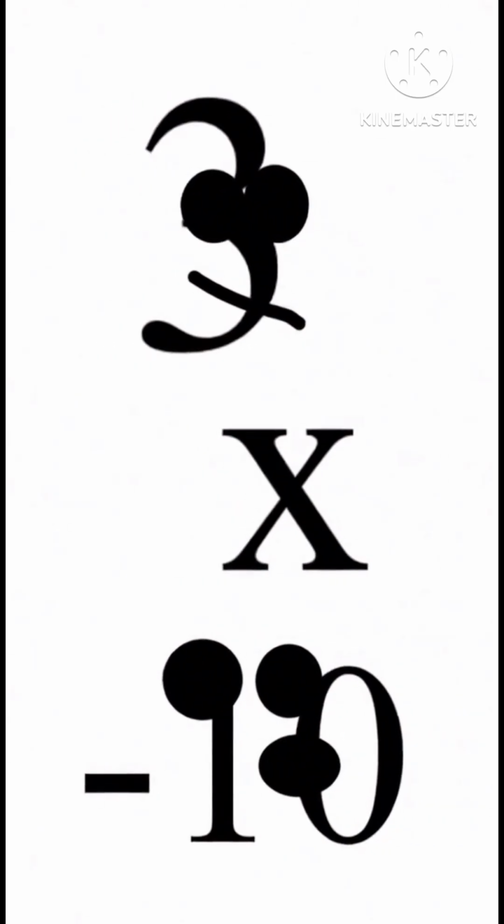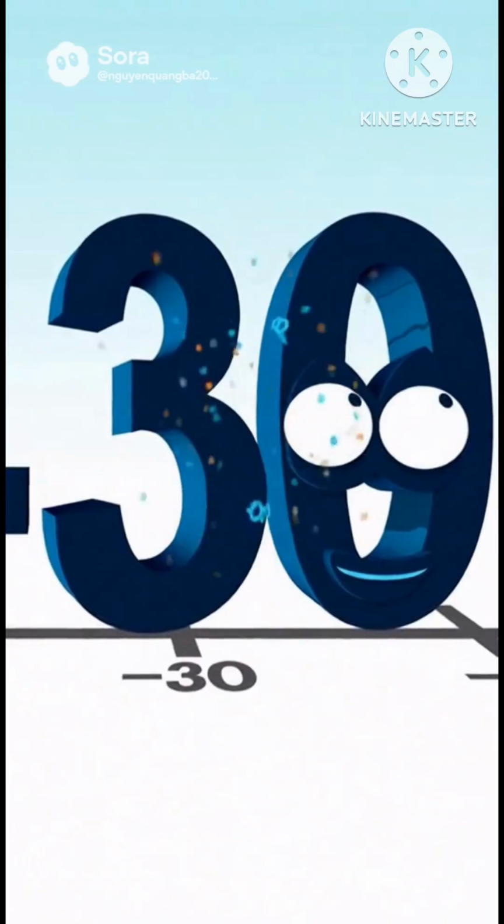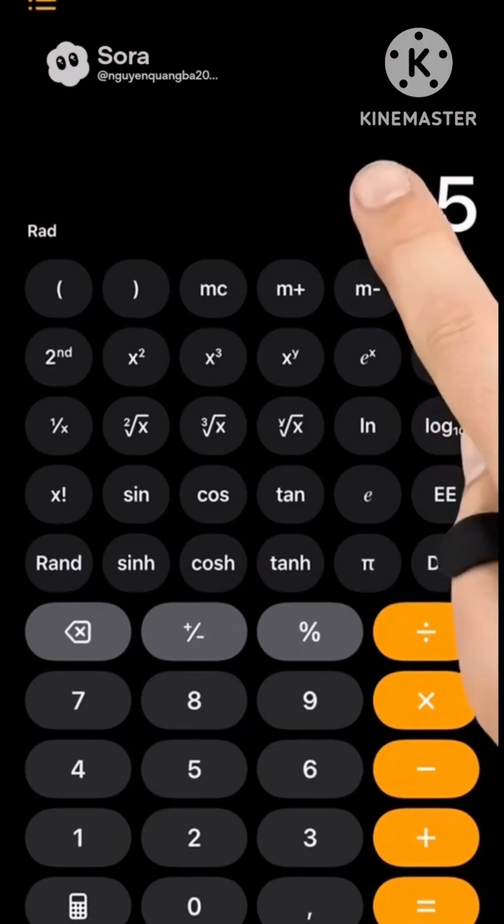What happens when you multiply 3 by negative 10? Think of it as 3 jumps of negative 10 on a number line. First jump, you're at negative 10. Second, negative 20. Third, negative 30.